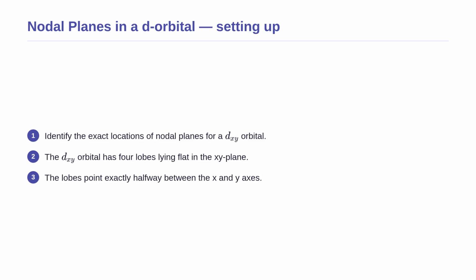Let us try a slightly more complex example. We want to identify the exact mathematical locations of the nodal planes for a dxy orbital. We know that the dxy orbital has 4 lobes that lie flat in the xy plane, pointing exactly halfway between the x and the y-axes. Because the lobes sit entirely between the axes, the axes themselves represent areas of absolute zero probability.